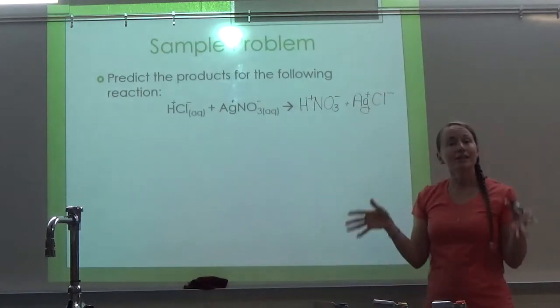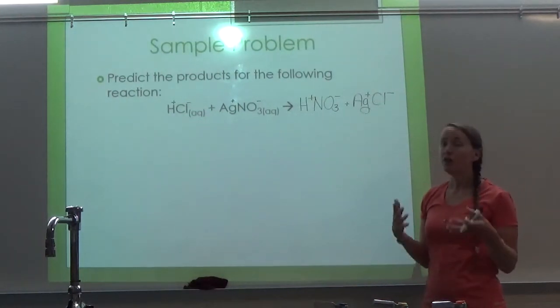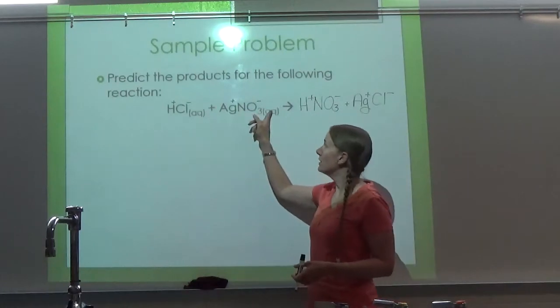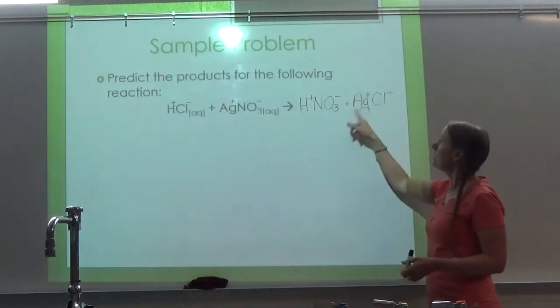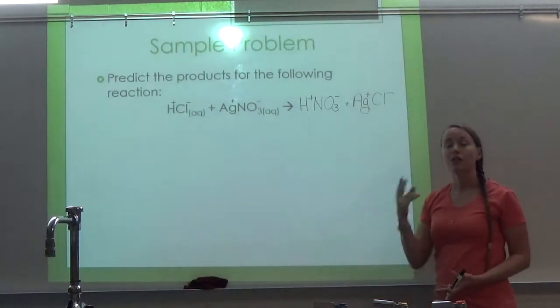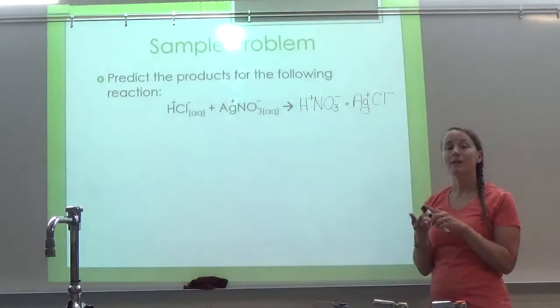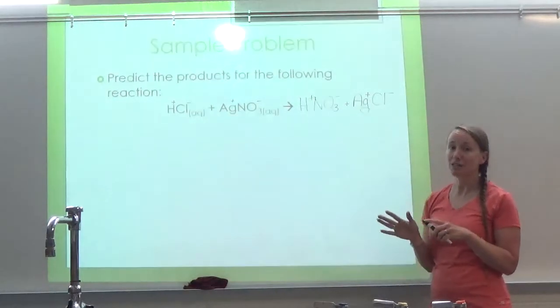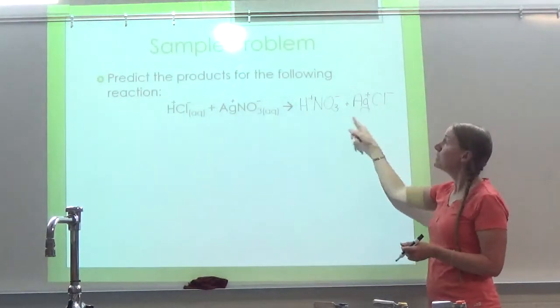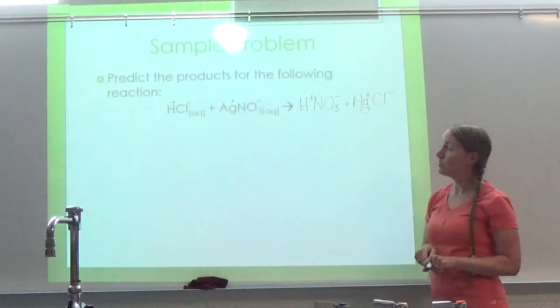Again, we've already done this in 11.2. The new part is, see how I told you both of these are aqueous? You have to tell me what the products are. So you have two options. You can have one aqueous and one solid, or they can both be aqueous. You're not going to get two solids. So if you think they both end up being solid, just double check your solubility rules.